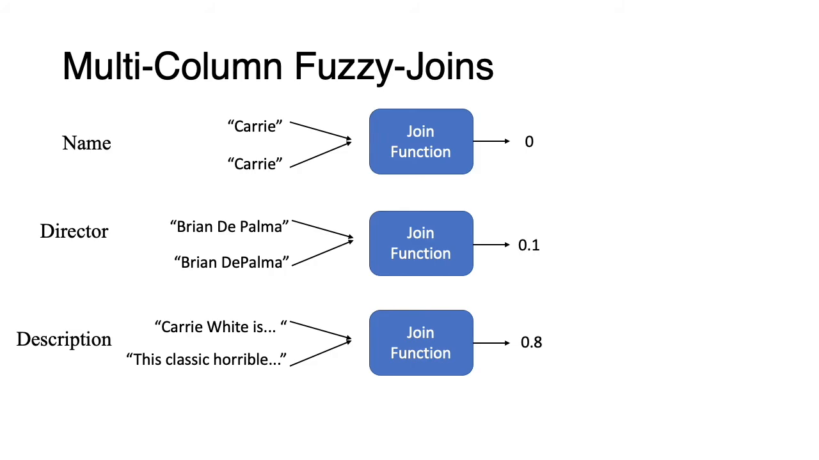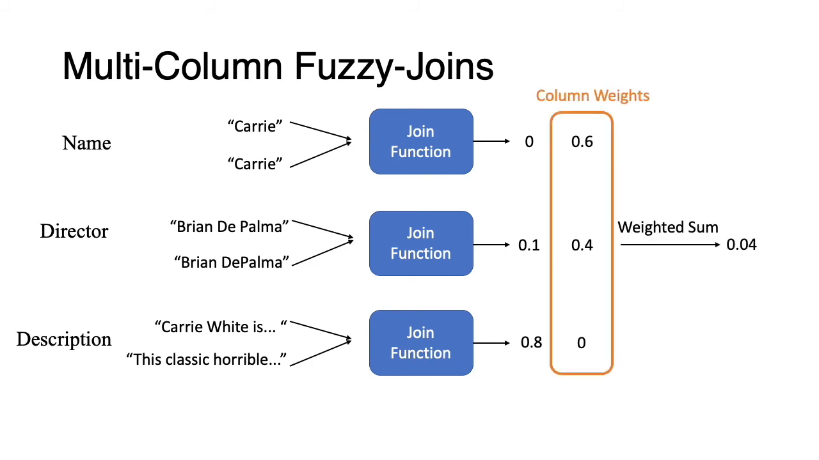When joining datasets with multiple columns, for each column, we can compute a distance score using join functions. For example, for the movie dataset with 3 columns including name, director, and description, we can get 3 distance scores from different columns between 2 records. Our observation is that different columns usually have different importance for fuzzy joins. For example, in this dataset, name and director are more important, but description is less important.